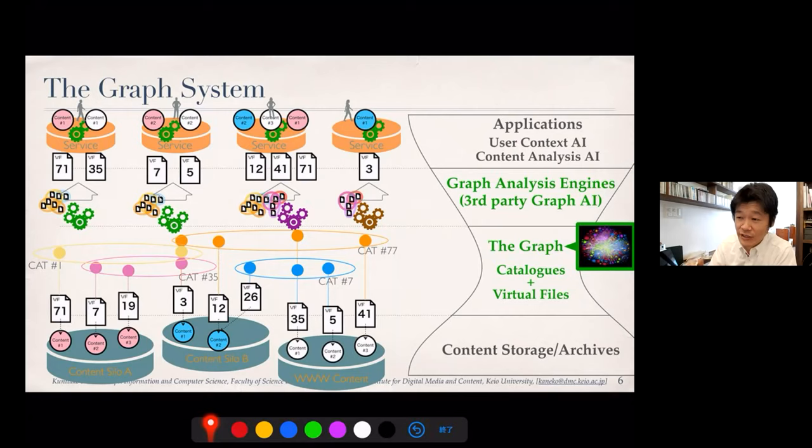The graph consists of the virtual file, which is a vertex, and the catalog, which is an edge of the graph. You can see the layers here: content storage archives at the bottom, then the graph catalogs, virtual files, and then graph analysis engines that are third-party developed, and more and more are coming. Any newly coming graph analysis engine is welcome. And also maybe more applications on top of it. This is the layer.